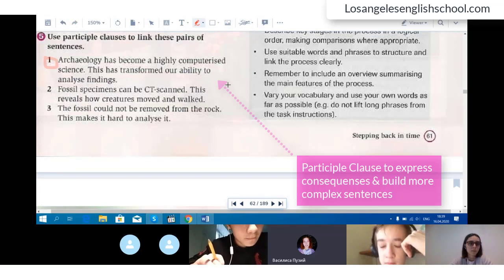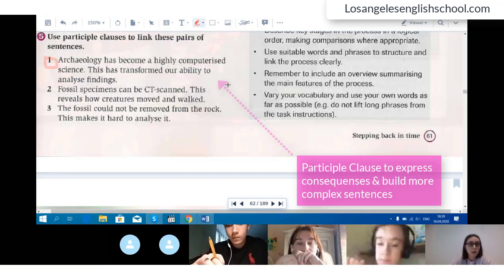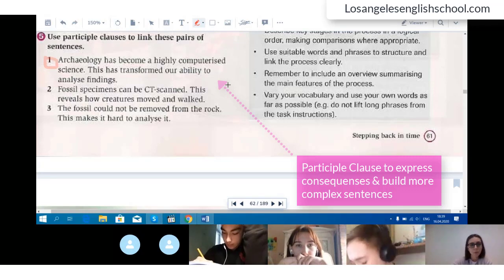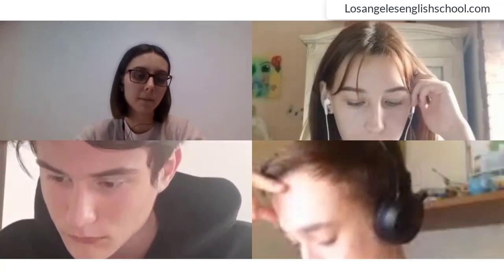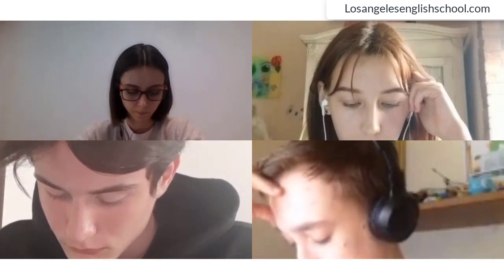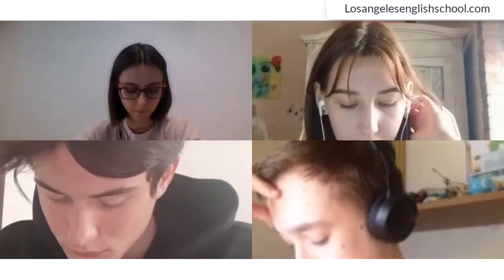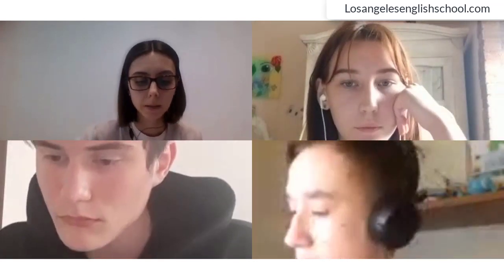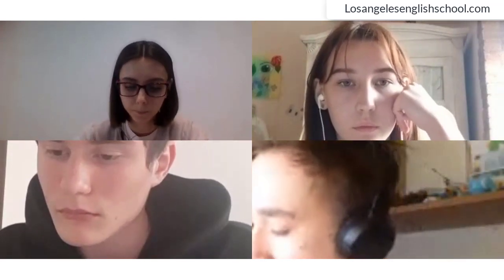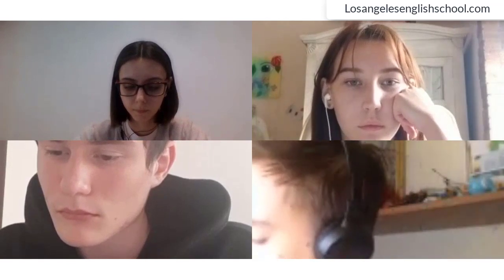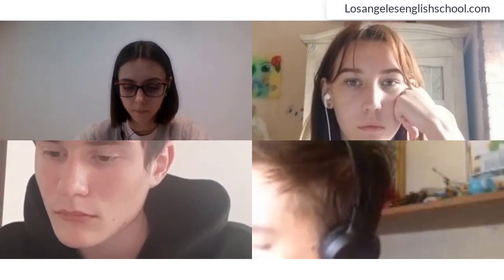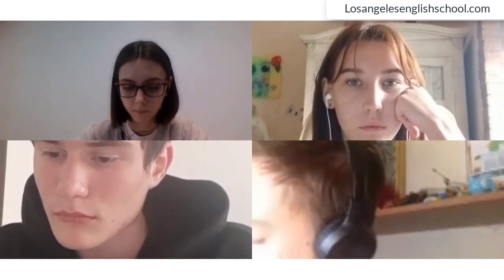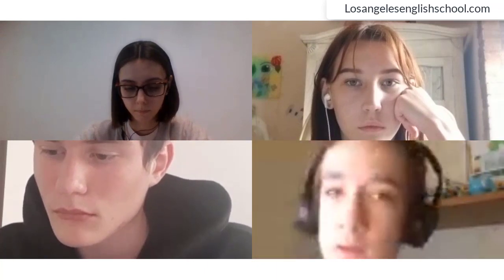Transforming our ability to analyze findings. Great. So you will put a comma, and instead of "transformed", you would say "transforming". The fossil could not be removed from the rock, comma, making it hard to analyze it. Okay, Daniel, can you read number 4? The wind will travel across the beach, comma, carrying the sand to different parts of the coast.